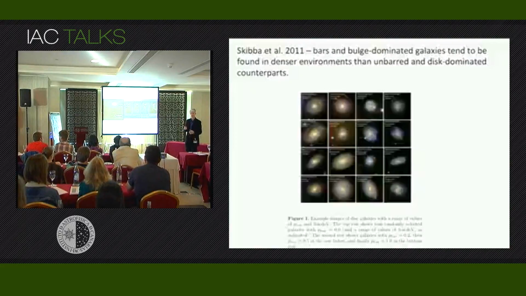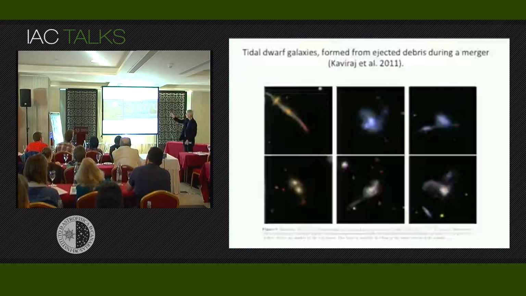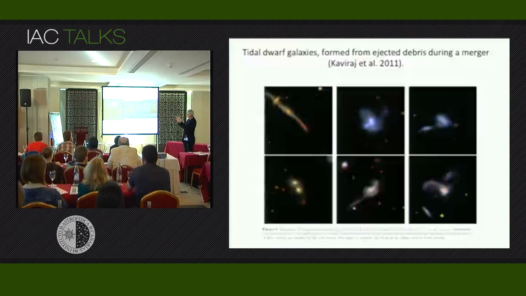And so this set of pictures here shows morphology by vote. All the ones on the top have an average classification with no bar, and the ones on the bottom have an average classification with some bar. And the others are in between, and they use that to select the ones that they think are really barred. And then they examine the environments of these galaxies, and also bulge-dominated ones, and found that the barred galaxies were in denser environments. So it's an interesting study.